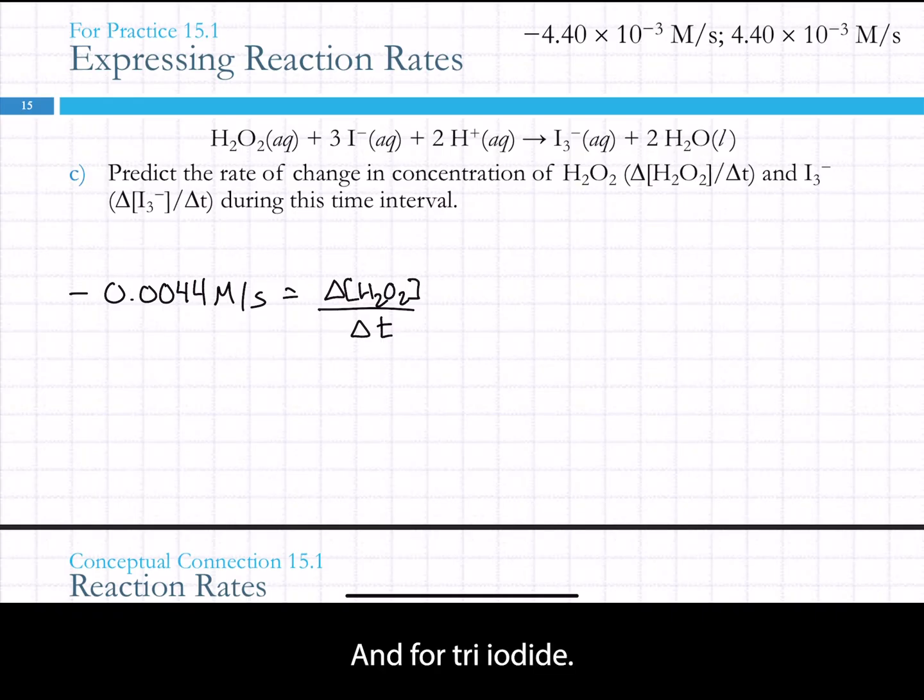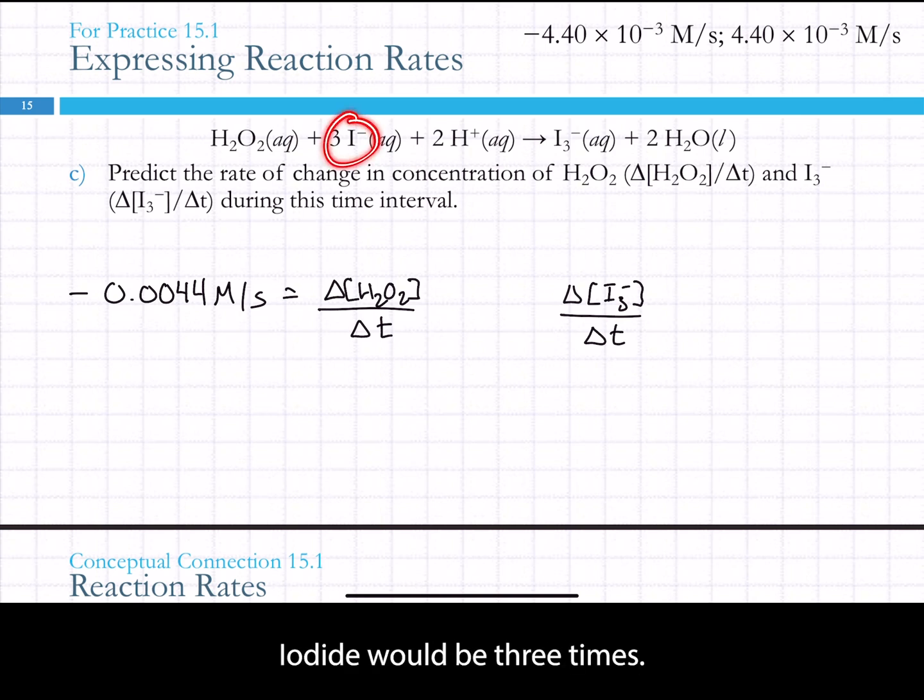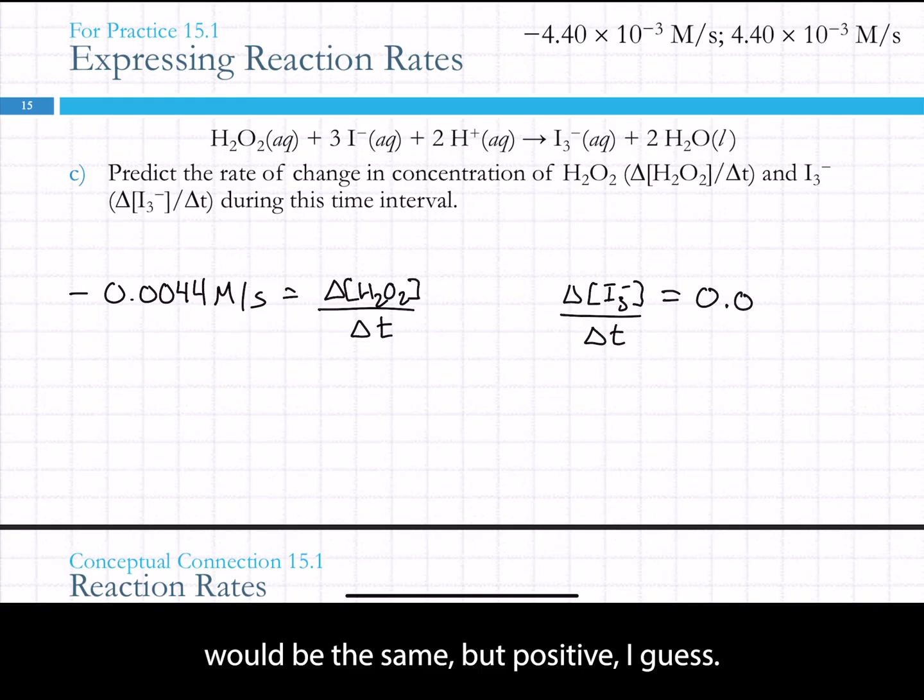And for triiodide? Because the iodide would be 3 times. Yeah, triiodide is the product species. It would be the same, but positive. Or I guess, really, it is just the same.